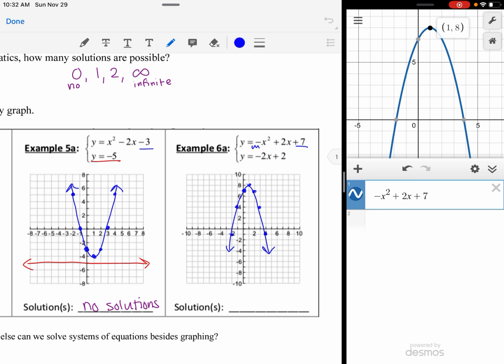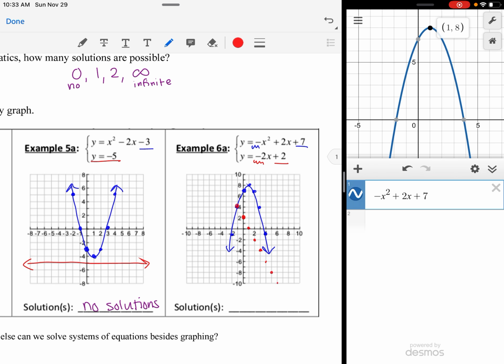Okay, for our linear equation, our y-intercept is a positive 2, and our slope is a negative 2, so that means you're going down 2, right 1. Down 2, right 1. Down 2, right 1, down 2, right 1. Once again, remember it's important to have an accurate graph.